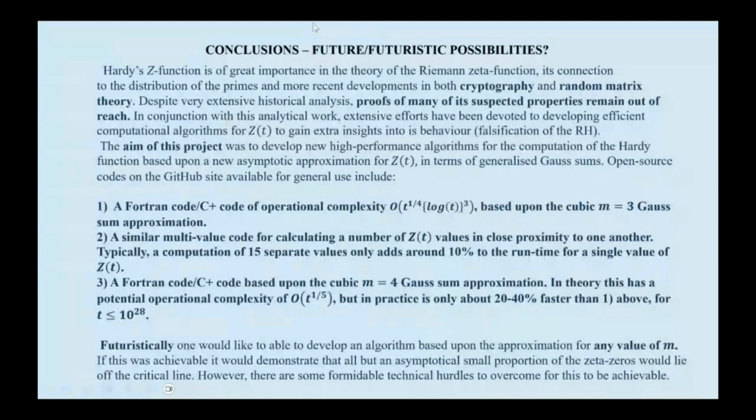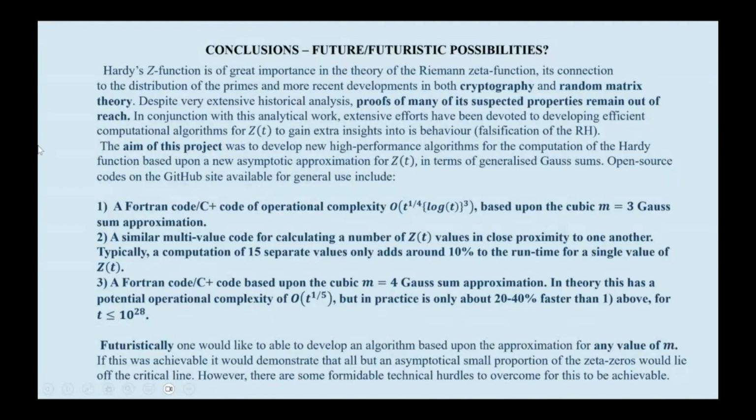Okay, so I'm going to wrap it up. As I mentioned, Hardy's function is of great importance in the theory of the Riemann zeta function. Obviously, its main focus is on the distribution of the primes, but it also has applications to cryptography and random matrix theory. Despite tremendous historical analysis, proofs of many of its suspected properties remain out of reach. Obviously, the Riemann hypothesis is the most important one, but there are other properties that are believed to be true, but no one's been able to prove them.